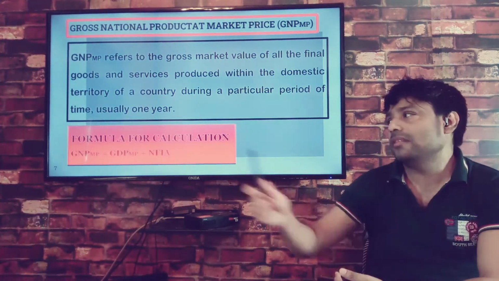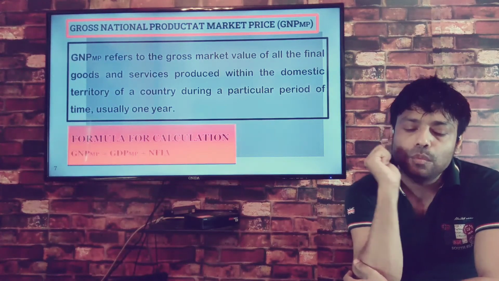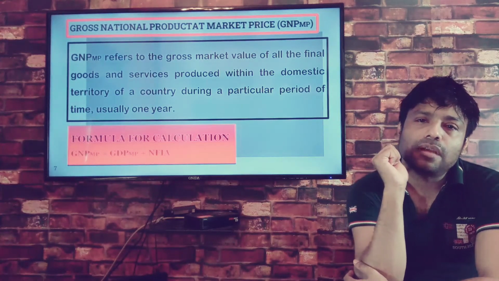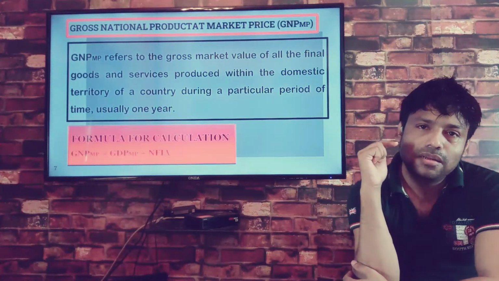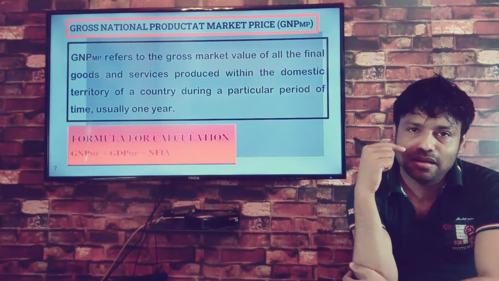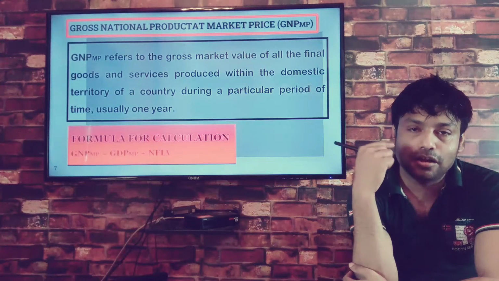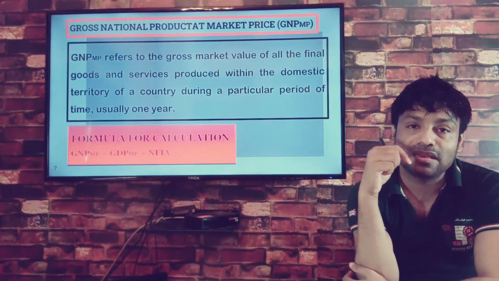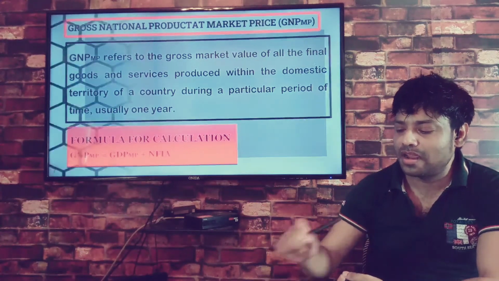See what has been done in the formula. Actually, what we have done, we have added NFIA to the GDP at market price. As we added the NFIA to the GDP, it got converted into GNP at market price. Very simple. So let me change the slide.